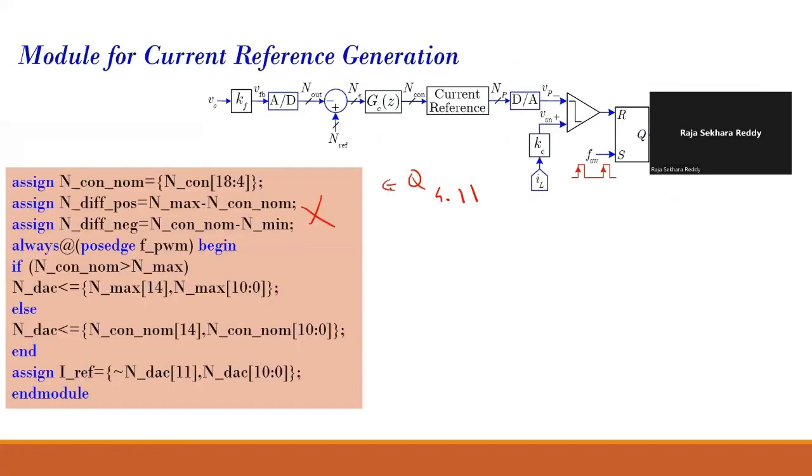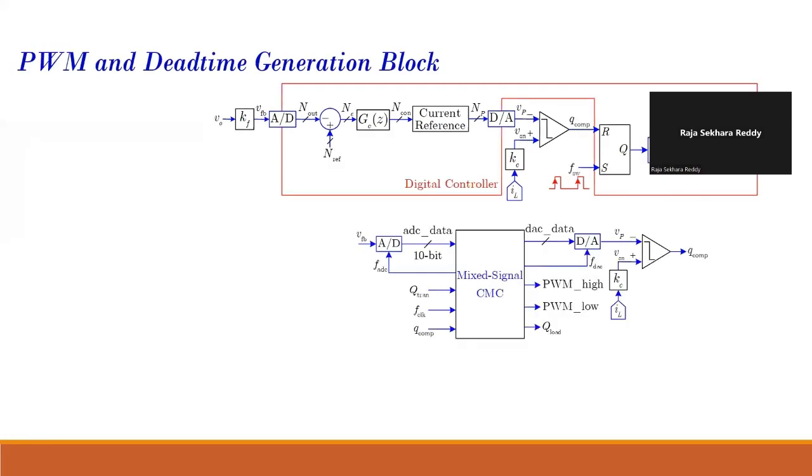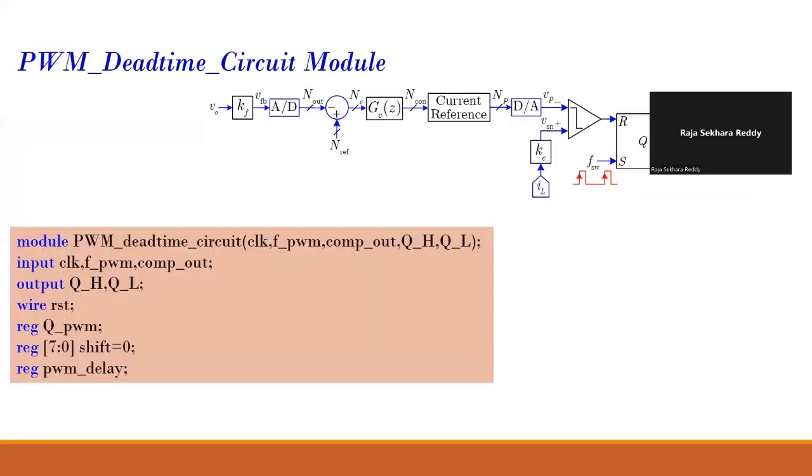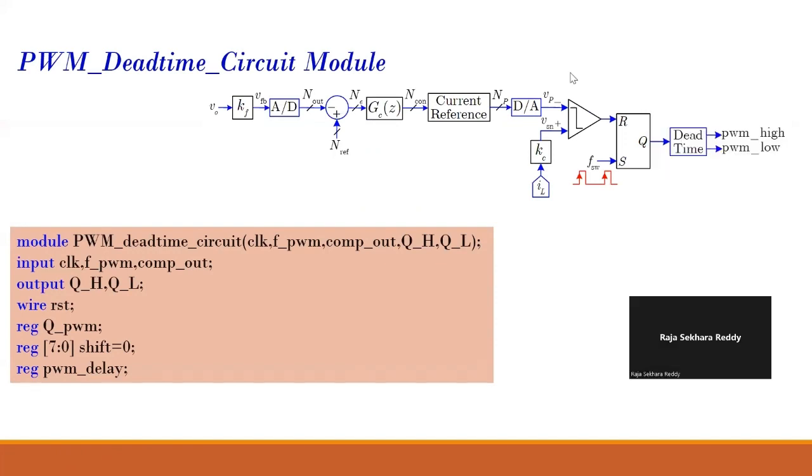So that is how we have generated IREF, and that will go to my DAC. Now we have to generate the PWM signal. Sir, IREF and NP are same? Yes, IREF and NP are same, and then we get an analog value of IREF. This is my effective IREF which comes out, my analog value.